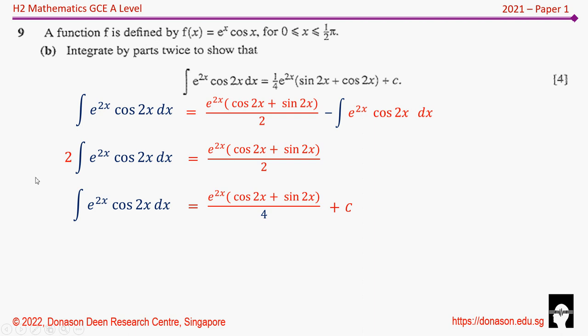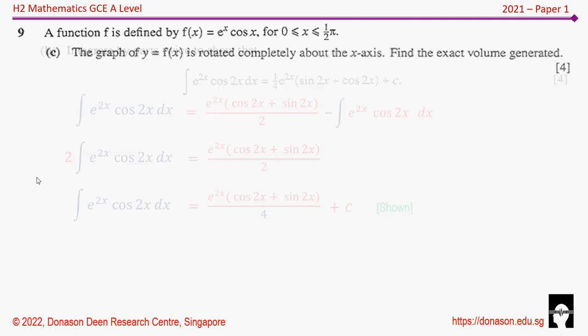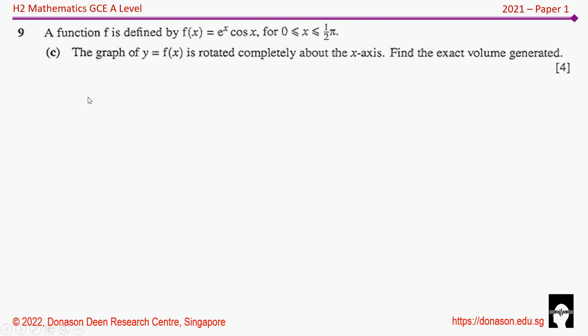Right, now let's look at part C. Part C says the graph of y equals f(x) is rotated completely about the x-axis, and the question expects you to find the exact volume generated. So how do we do that?